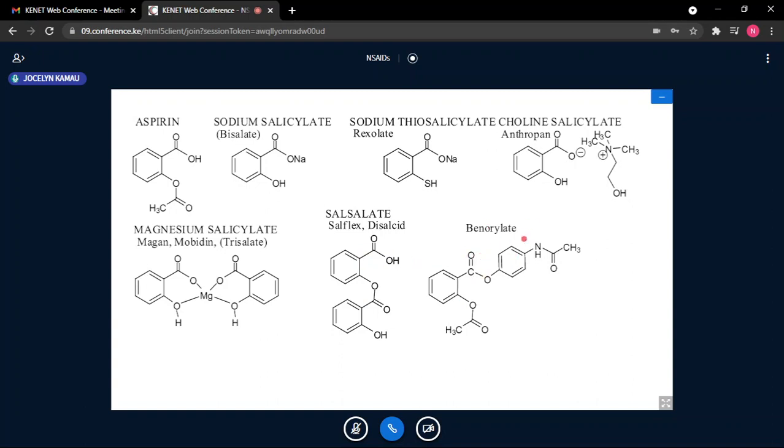Benorate is a combination of salicylic acid and acetaminophen. Acetaminophen is paracetamol. So you find this is a completely different structure here. Paracetamol has an NH-C double bond. It's an acetamide, so it has an acetyl amino group there. You can see that. And it has a hydroxyl group in the para position. So please note that this is completely different. This is a different molecule. That is paracetamol, acetaminophen.